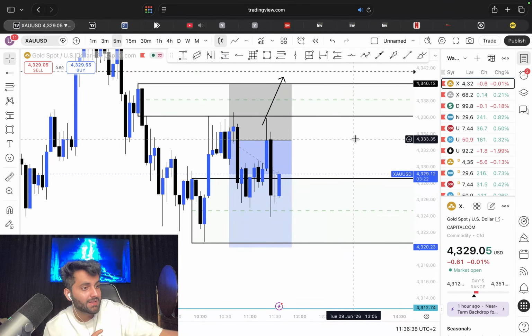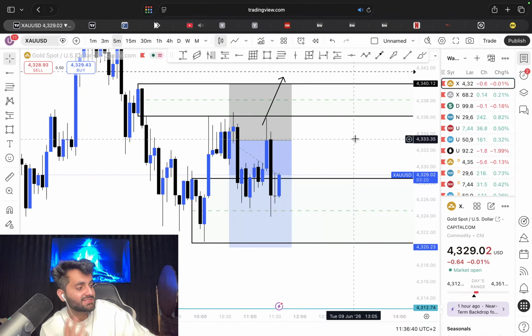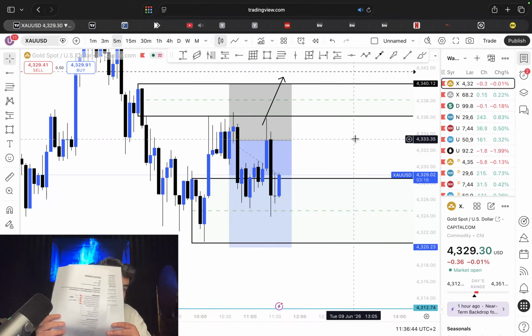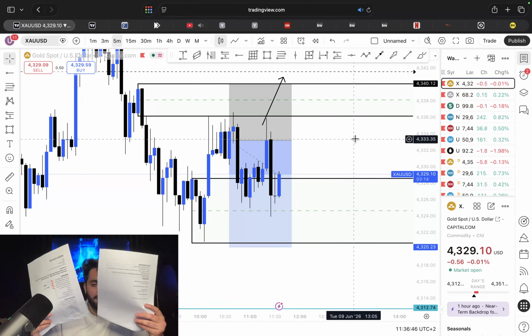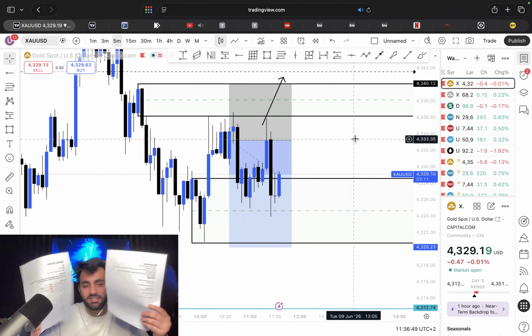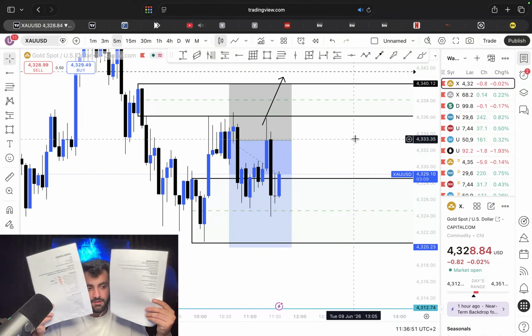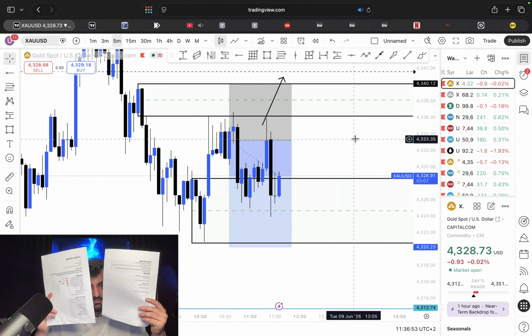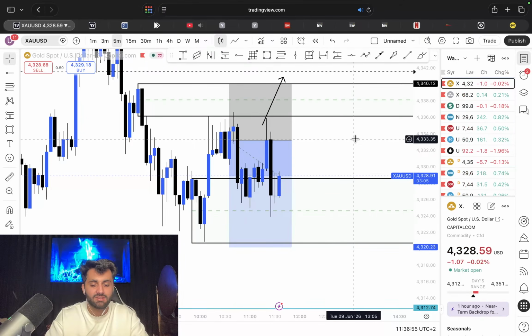Guys, if you're just taking signals in my group, you don't need this. But if you trade yourself, trust me, this will help you a lot. It's called journaling. I journal after my trades, not before, but after my trades.